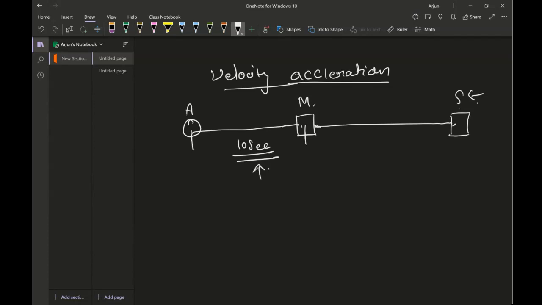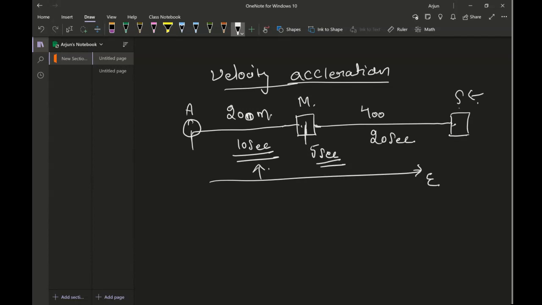Then this person has covered, let's say, 200 meters in 10 seconds, and he reached McDonald's. And this is an east direction. Then he stops at McDonald's for again 5 seconds, takes his breakfast or lunch, and then reaches his school. To reach his school, it takes him 20 seconds more, and he has to cover 400 meters.